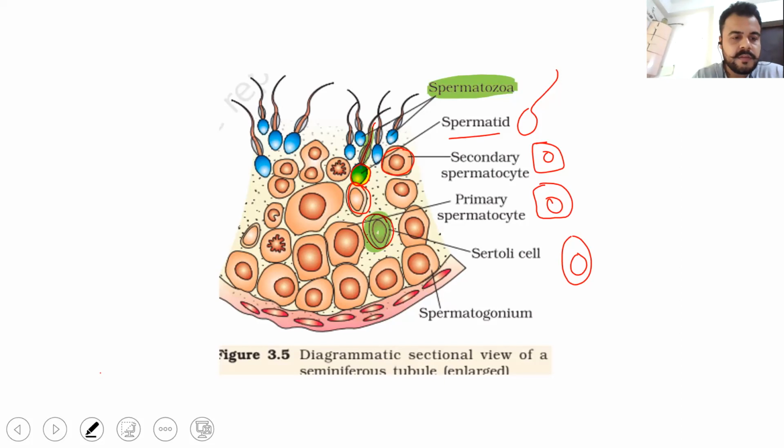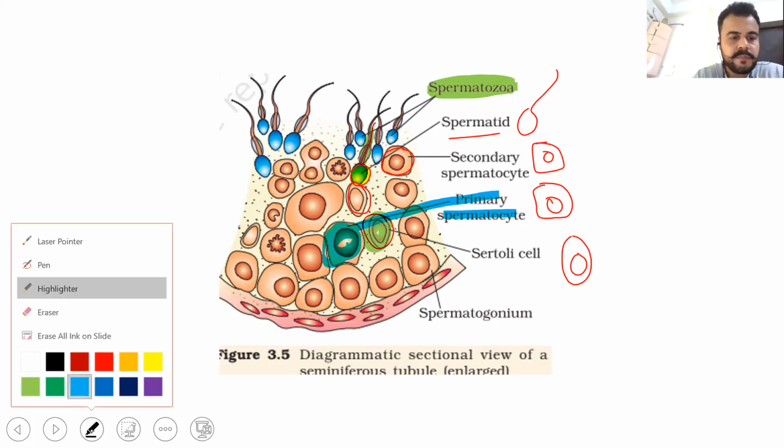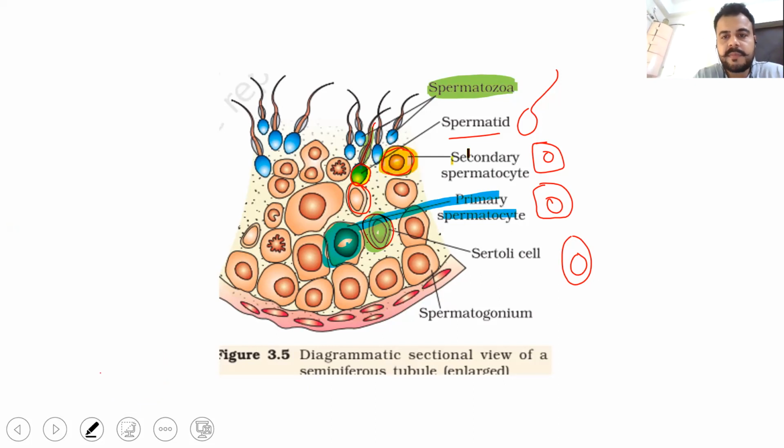This is the primary spermatocyte, as I am just labeling it out. Then this is the secondary spermatocyte, and then, as you see, this is spermatogonium, this one.